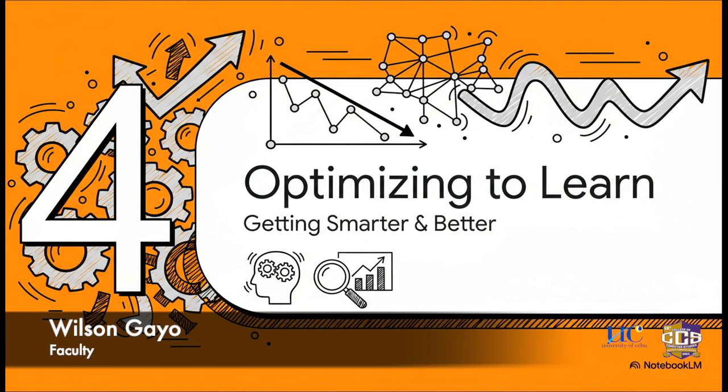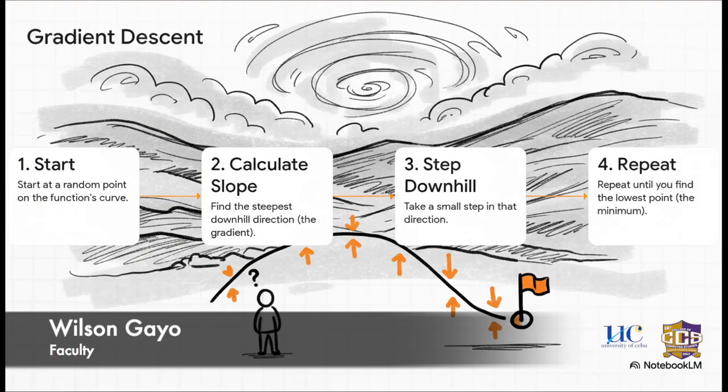All right, this brings us to what I think is the real magic of it all, optimization. This is the math that allows a machine to learn. It's the process of getting smarter, of getting better, of looking at mistakes and saying, okay, how can I do better next time? The main technique here is something called gradient descent.